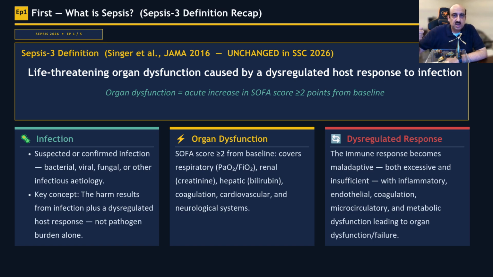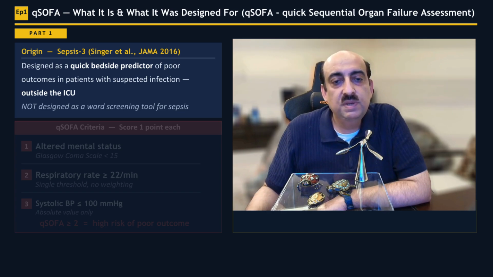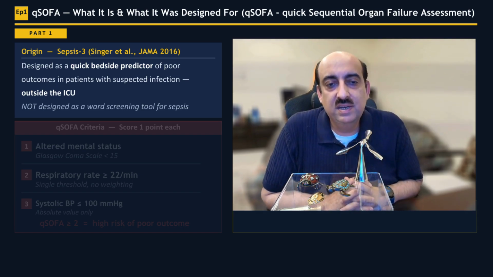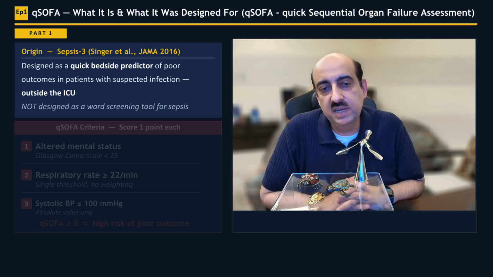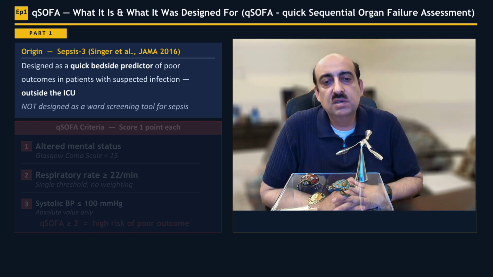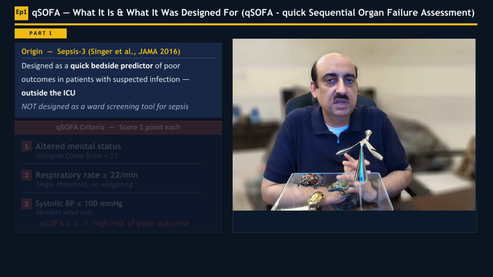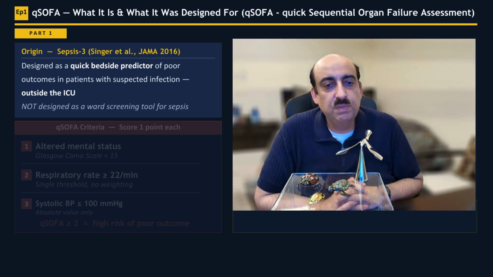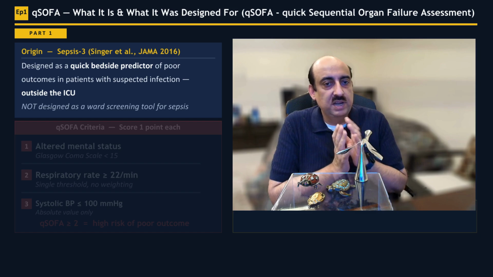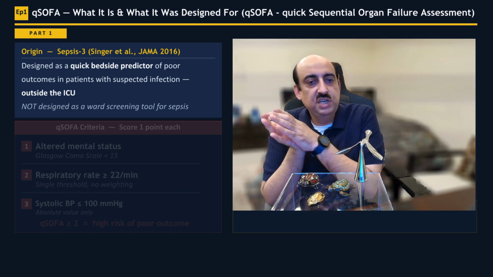So hence, the more vital organs are affected, with dysfunction going to organ failures, that can lead to a higher risk of mortality for such patients. So basically, in Sepsis 3, the qSOFA was designed, and even before that, it was designed as a quick bedside predictor of poor outcomes in patients suspected of infection outside of the ICU setting. It was never designed to be a screening tool for sepsis on the ward. So this is important. It's like a mortality predictor, but not a screening tool for diagnosis.